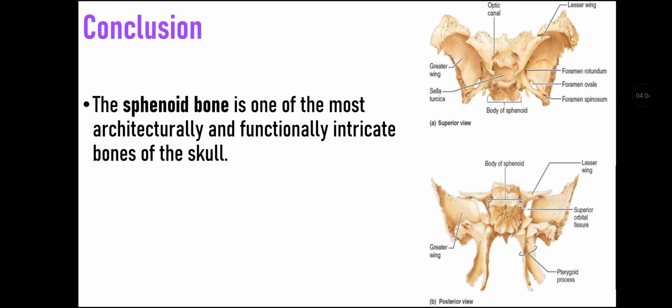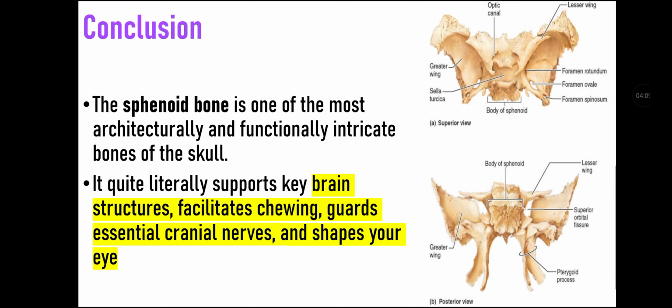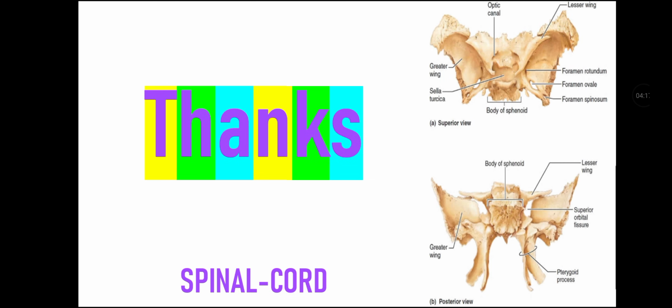Sphenoid bone is one of the most architecturally and functionally intricate bones of skull. It quite literally supports key brain structures, facilitates chewing, guards essential cranial nerves, and shapes your eyes. And this was all about sphenoid bone.